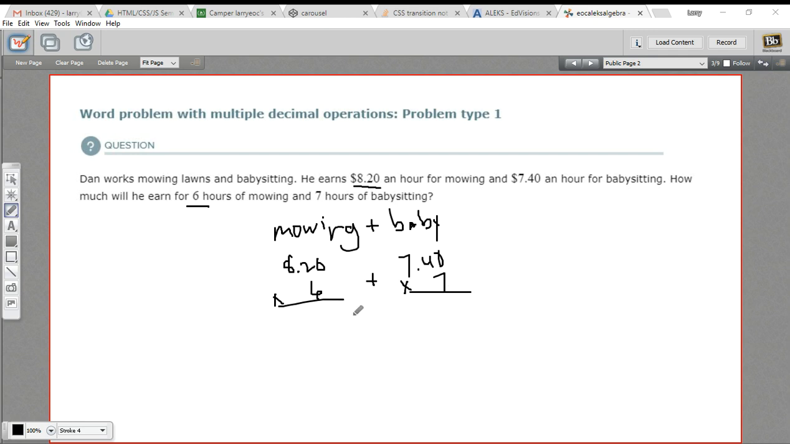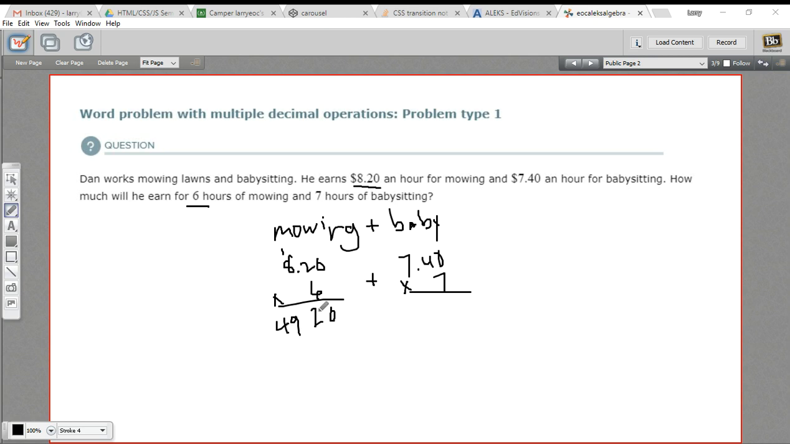Okay, so we've got two multiplication problems and then some addition to do. Let's try these multiplication problems. 6 times 0 is 0. 6 times 2 is 12. Carry the 1. 6 times 8, 48, so 49.